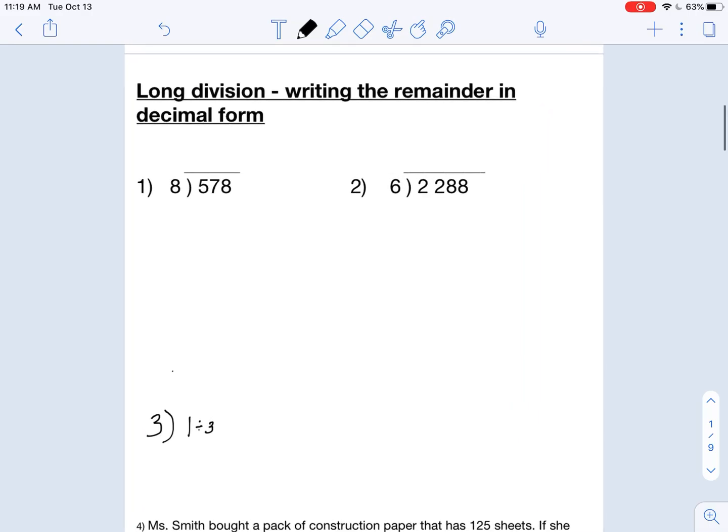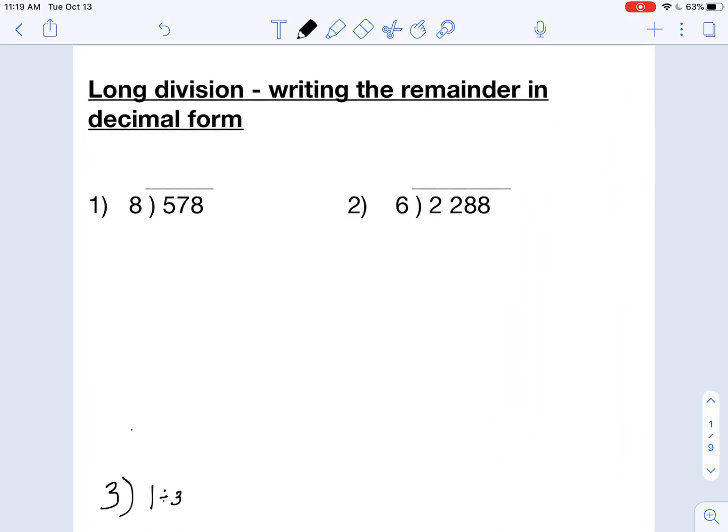Now we're going to do a couple of problems where we're going to write the remainder in decimal form. So we're going to start off our division just like we did earlier. I can't make a group of 8 out of 5, but I can make 7 groups of 8 out of 57. 7 times 8 is 56. And when we subtract, we have a difference of 1. So I'm going to bring the 8 down here. 8 goes into 18 2 times. That's 16. And when I subtract, we have a difference of 2.